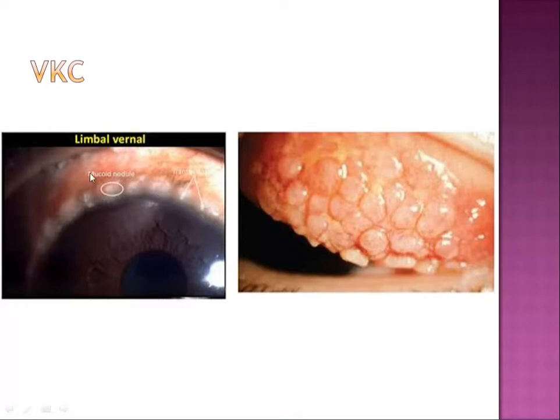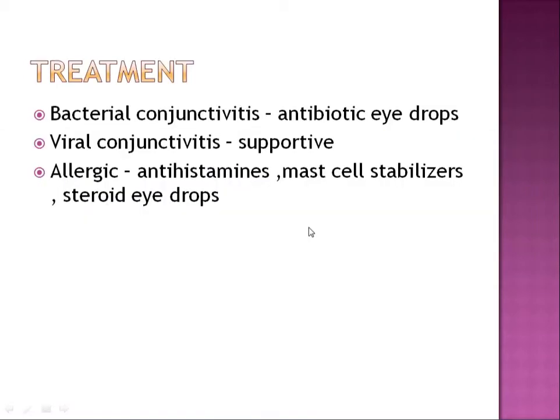Most important in VKC is the age group. You cannot diagnose VKC in a 30-year-old adult. It's always in the first decade or in maximum up to the second decade. Here you can see the big size papillae which are seen in VKC called giant papillae. If the patient has been suffering with VKC for a longer time, the papillae will increase in size from 0.2 to 2 millimeter to almost up to 0.5 mm. So at that time you call it giant papillae. So the presence of giant papillae indicates a chronic problem. So these two things will tell you that it is a VKC.